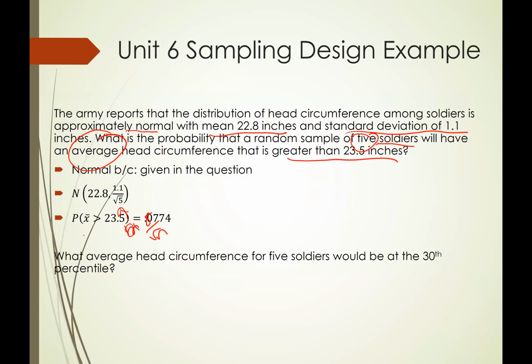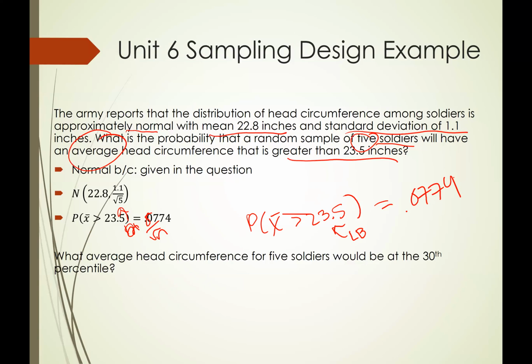And then we have the probability of x bar is greater than, I'll write it over here. So I want the probability that my sample mean is greater than 23.5. So again, that will be my lower bound. E99 will be my upper bound. And when you type that in, you should get 0.0774.